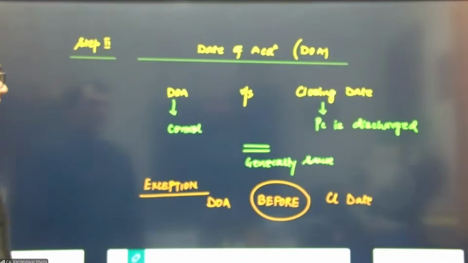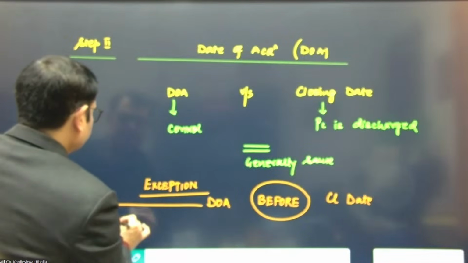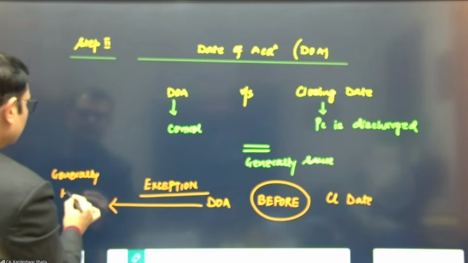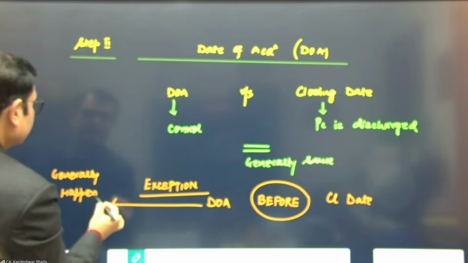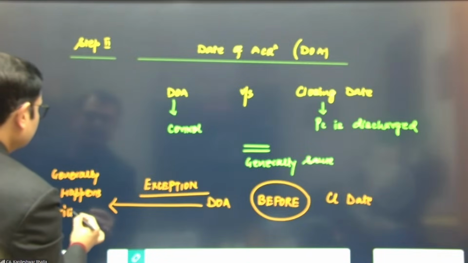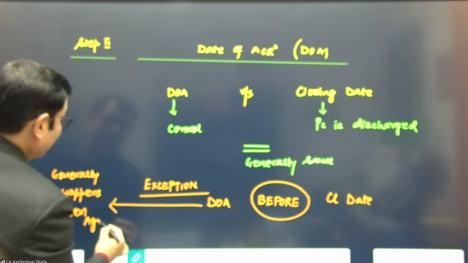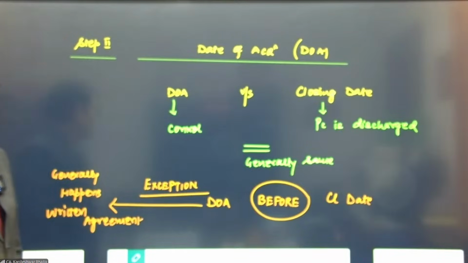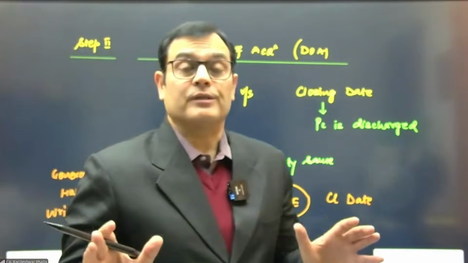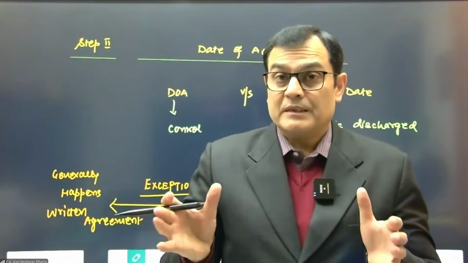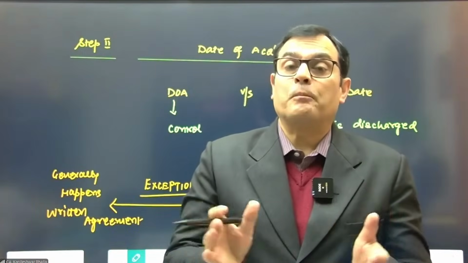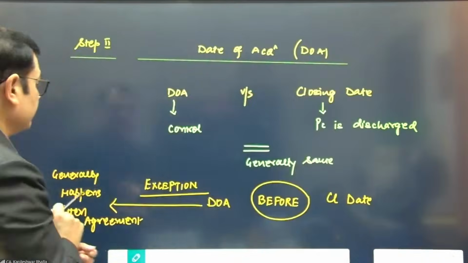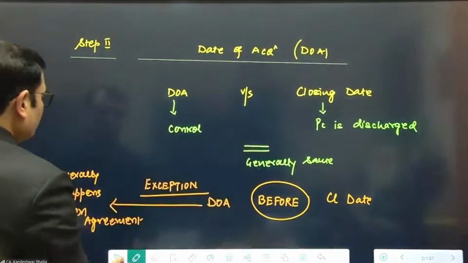And in this particular case, we decided that this generally happens when there is a written agreement. So this generally happens when there is a mutual agreement between the acquirer as well as the acquiree. So if there is a written agreement, they can do that. But we also decided that the written agreement is not conclusive enough. Because even if they mutually agree with each other to pass on the control before the PC is discharged, you need to further see if this is subject to approval.